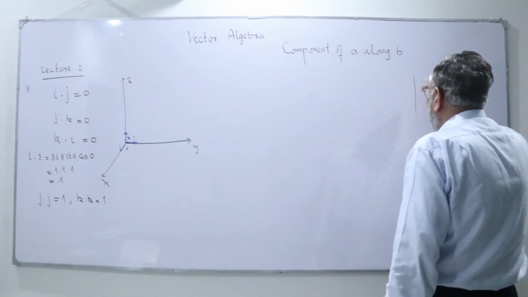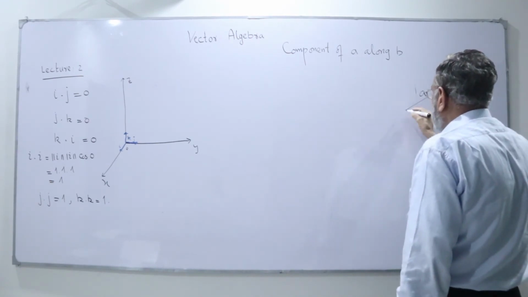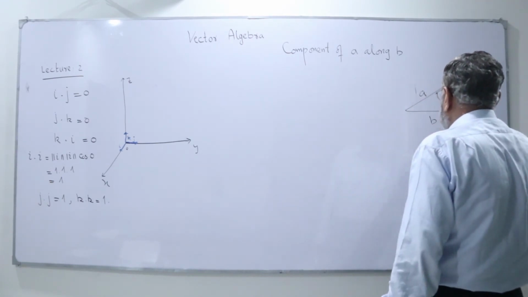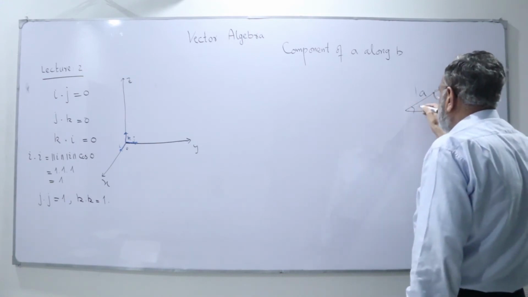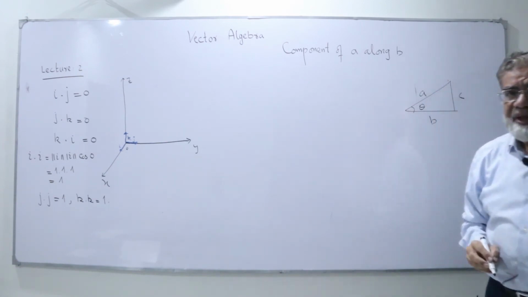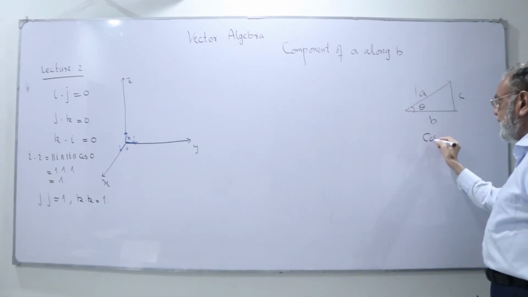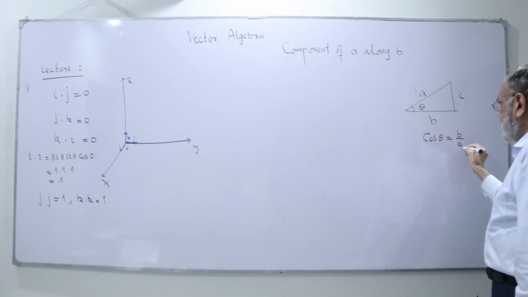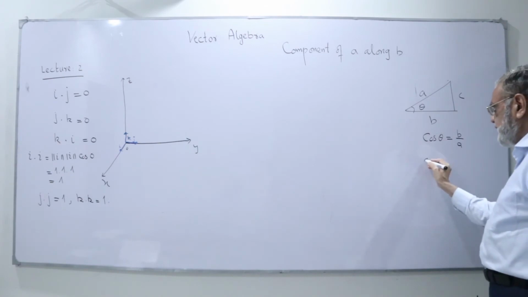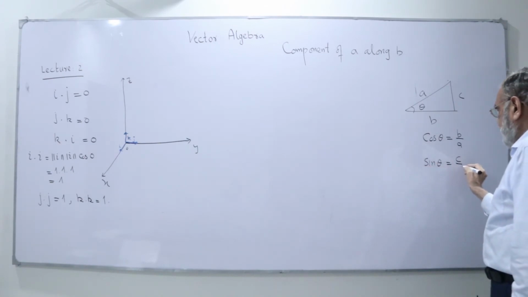For example, I am having here the vector A, this is my vector A, and this here is my B, the length of the base. It's my right angle triangle, this is my C, and the angle between them is theta. So we can define the cosine theta. My cosine theta is base over hypotenuse, that's B over A. My sine theta is opposite over hypotenuse, that's equal to C over A.